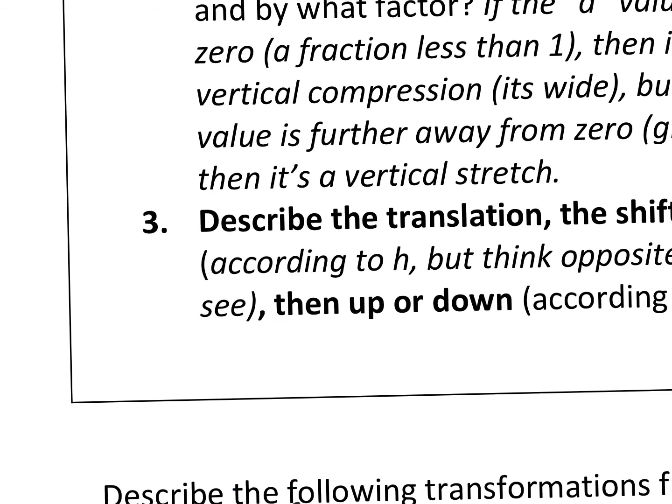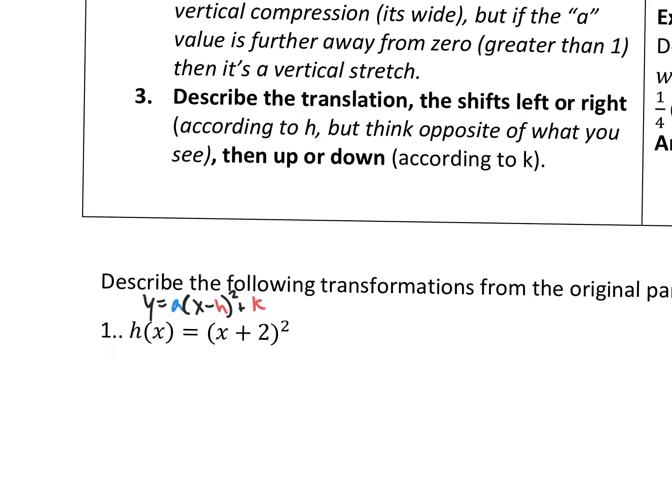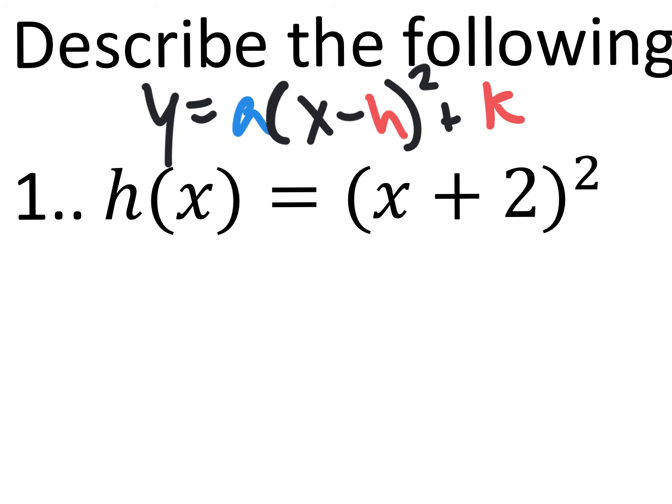When you move on to the second question, does it get vertically stretched or compressed? Well, that depends on the actual a value, right? The a value, in this case, there is no number, which means that it's the number 1, which means that it doesn't get vertically stretched. It doesn't get compressed either. It stays exactly like the parent graph. So you don't have to mention a vertical stretch or a compression because it doesn't have any.